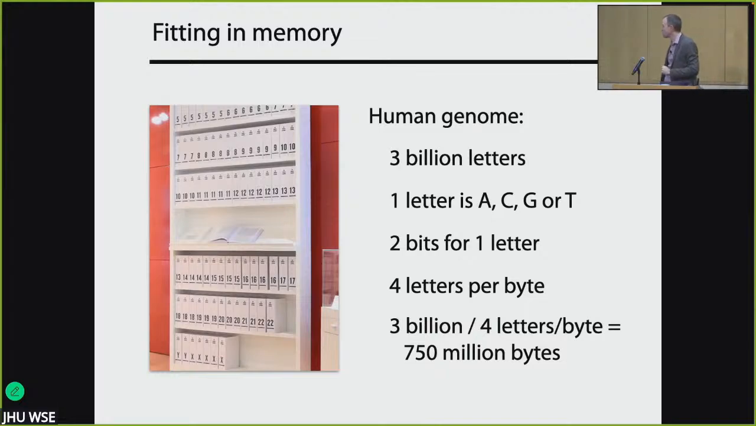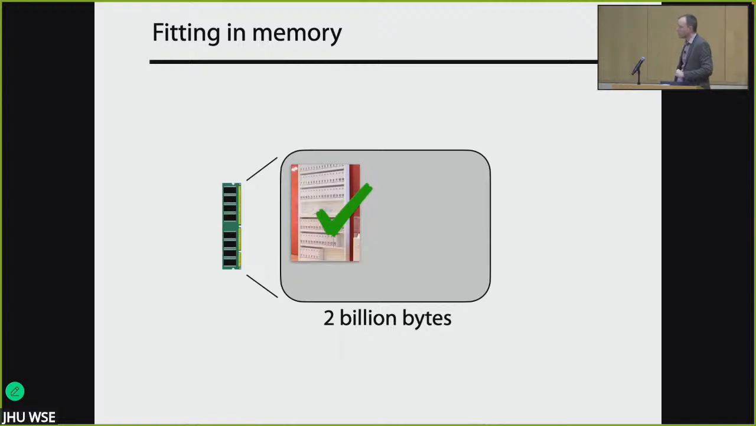Okay, so we can pack 4 letters into a byte, do the division. That means it takes 750 megabytes, so fantastic. That does fit in memory with room to spare. So far, so good. Okay, however, that's not exactly the data that we want to be looking at in order to solve this problem. Right?